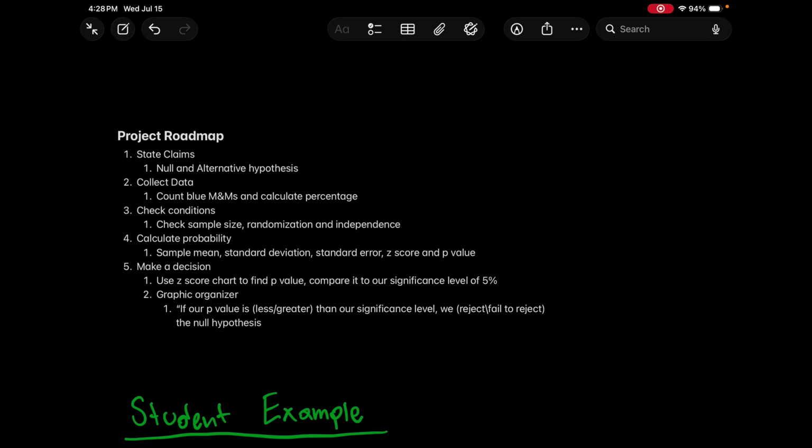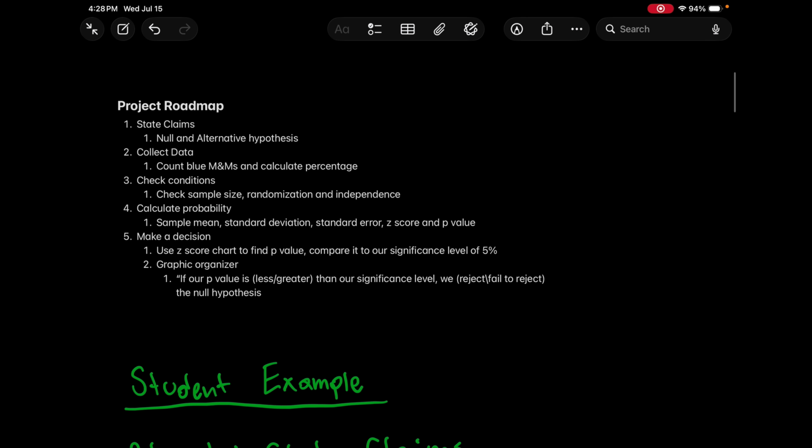Our alternative hypothesis here is what we want to test, or maybe what we're led to believe. We think here that less than 20% of the M&Ms in a bag are blue. So that's step one. We're identifying and stating our different hypotheses and claims here.